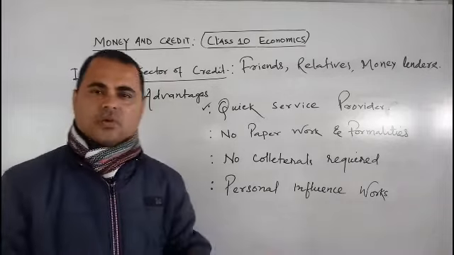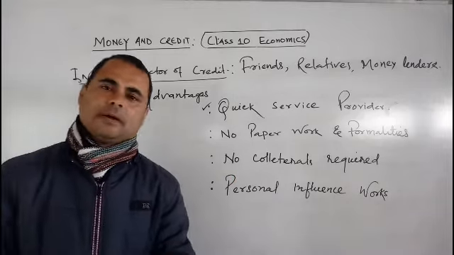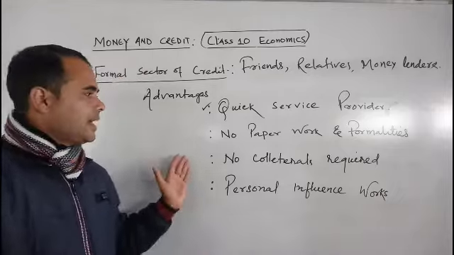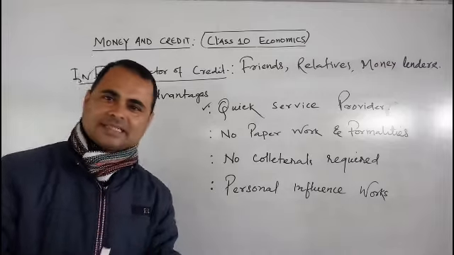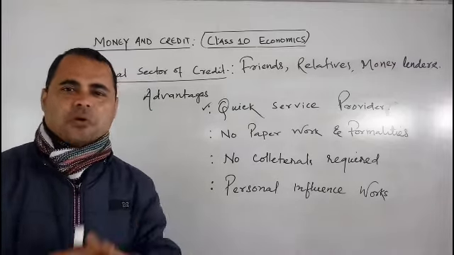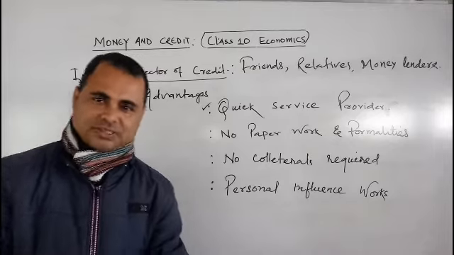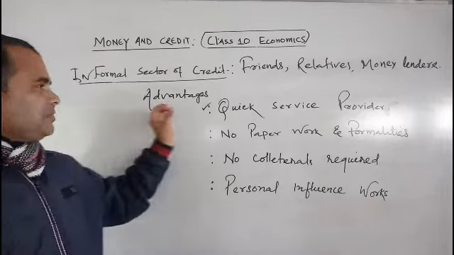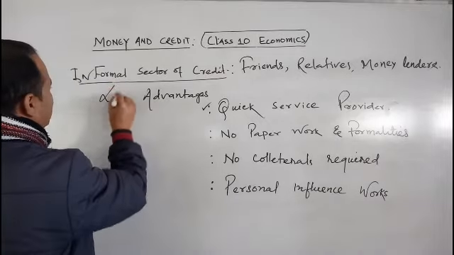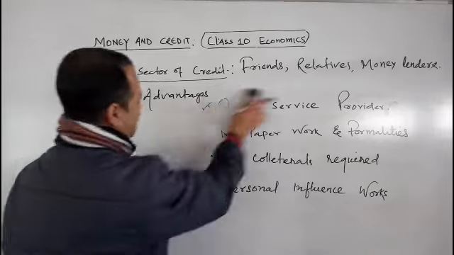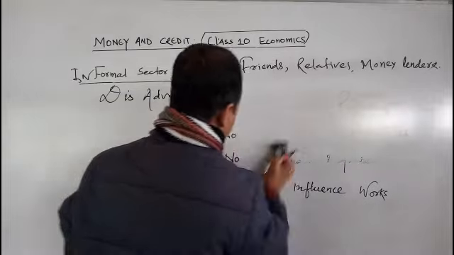Finally, personal influence works here. In informal sources of credit, if you have a very good personal relation, based on that relation you get credit. Not only that, the mode of repayment, the interest, how much time you take, all this depends on your personal relationship, right? So these are some of the advantages of informal sources of credit. If it is so, then what are the disadvantages? It has some disadvantages as well. Let us see what these disadvantages are.